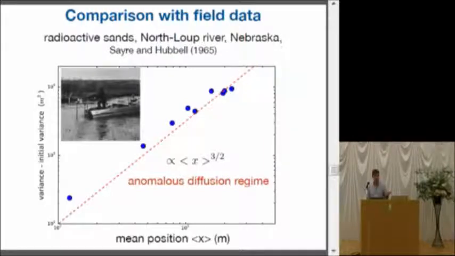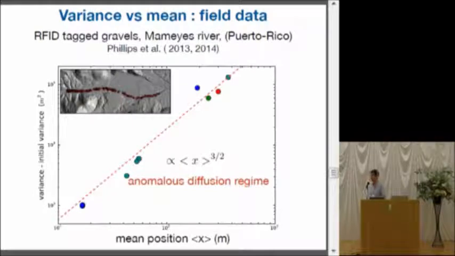What about gravel bed rivers? So I tried to compare the prediction to the data accumulated by Colin Phillips and Douglas Jerolmack in the Mamquam River, and here is the result. Again, variance minus its initial value as a function of the mean position. The bullets correspond to the data gathered by Colin Phillips and Douglas Jerolmack in the Mamquam River.